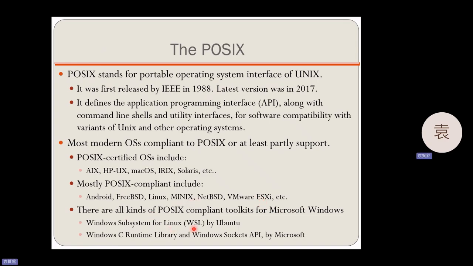There are also all kinds of POSIX compliant toolkits for Microsoft Windows. For example, the Windows Subsystem for Linux, supported by Ubuntu, and the Windows C runtime library and Windows Sockets API, which are supported by Microsoft. So these are some POSIX support in Microsoft Windows.